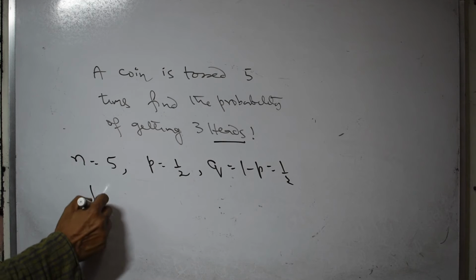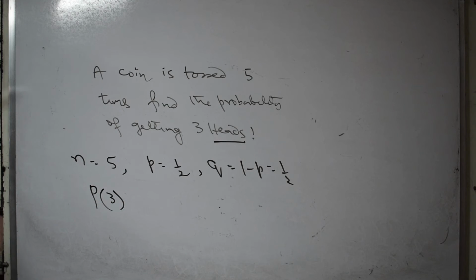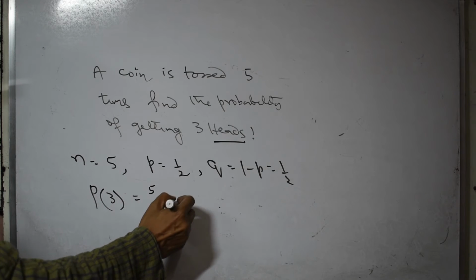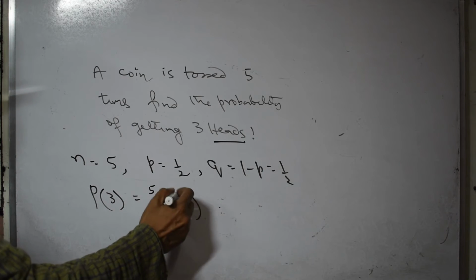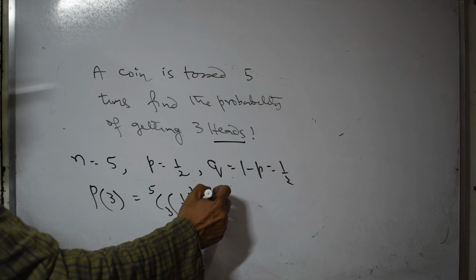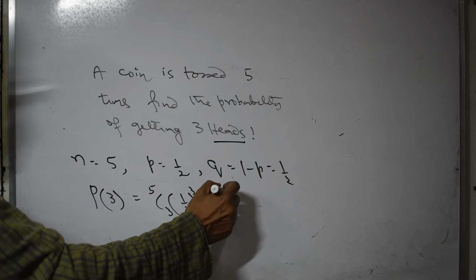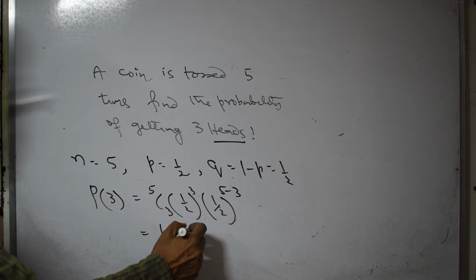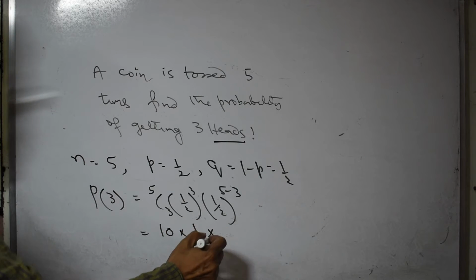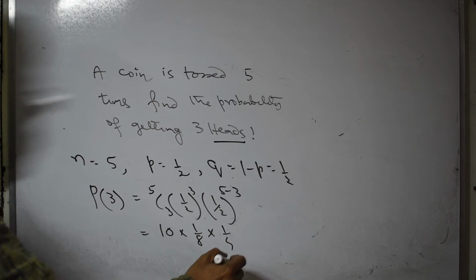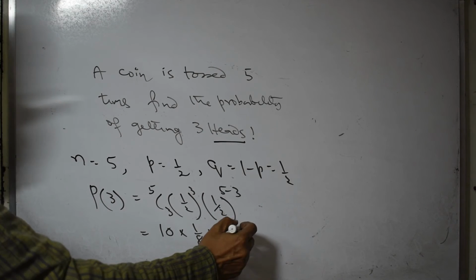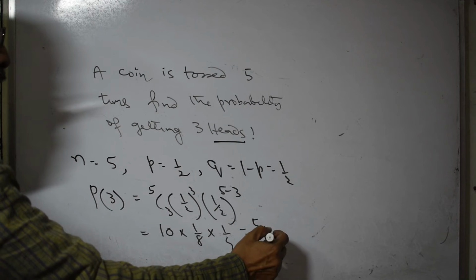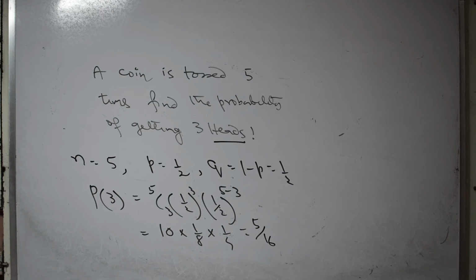We can apply the formula: probability of x equals 3 is 5c3 p to the power 3, that is half to the power 3, and q to the power 5 minus 3, that is also half. Simplifying, 5c3 is 10, 1 by 2 to the power 3 and 1 by 2 to the power 2. So it is becoming 5 by 16.